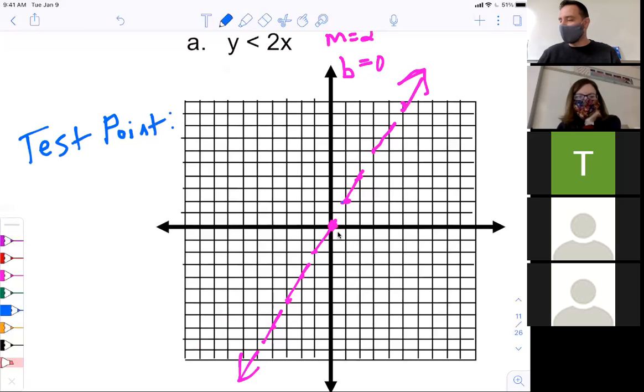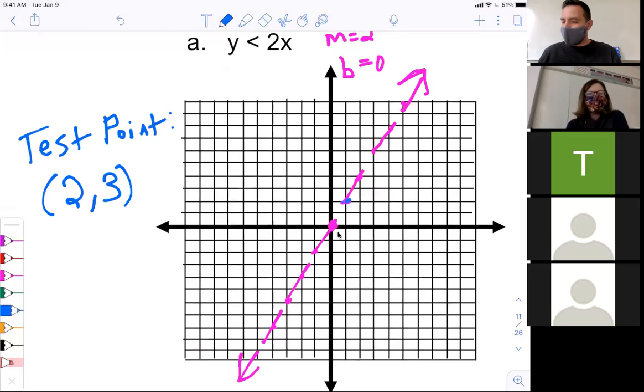How about we use, do you want to give me another one, Peyton? 2, 3. Perfect. Yeah, use ones that are going to be easy for you to figure out. So we're going to do 2, 3. And when we plug in, we get 3 is less than 2 times 2. And we want to know, is 3 less than 4? In this case, yes, it is.